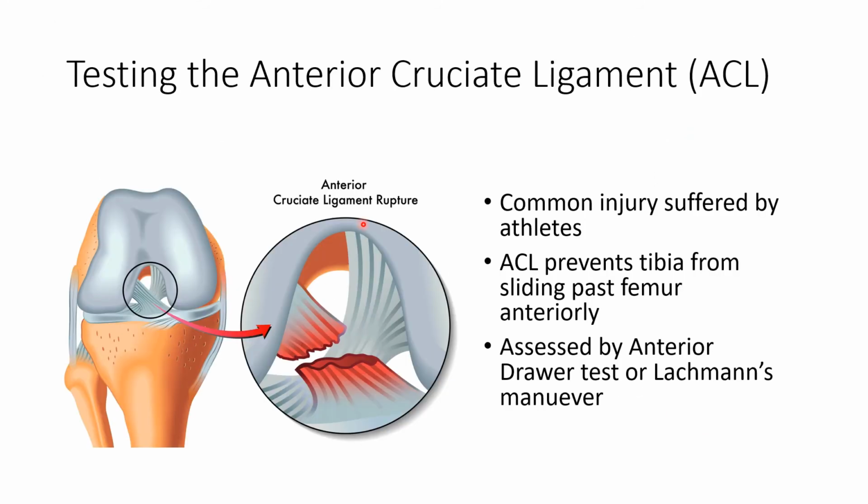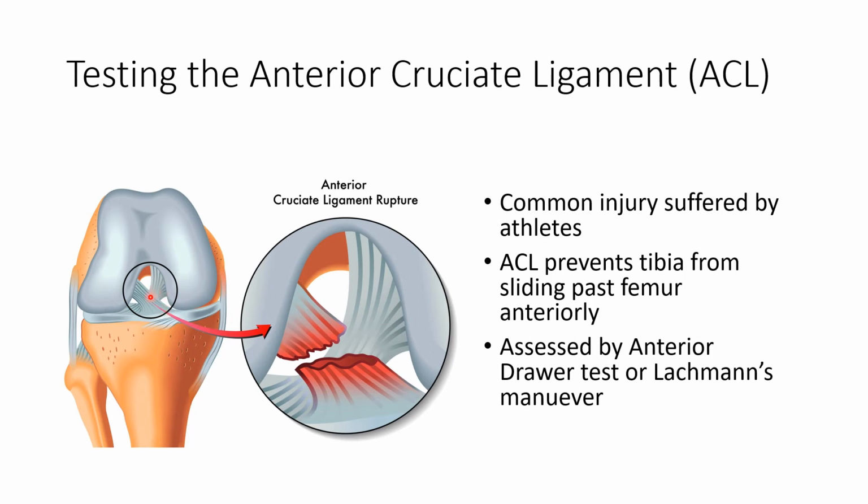So now we're going to talk about the ACL and how to test it orthopedically for an injury. So the anterior cruciate ligament rupture is a common injury suffered by athletes. So you can think about structure and function here. If you take a look at the ACL, the ACL prevents the tibia from sliding past the femur anteriorly. So we are going to assess this by using a test called the anterior drawer test, or Lachman's maneuver. So what is that going to look like?